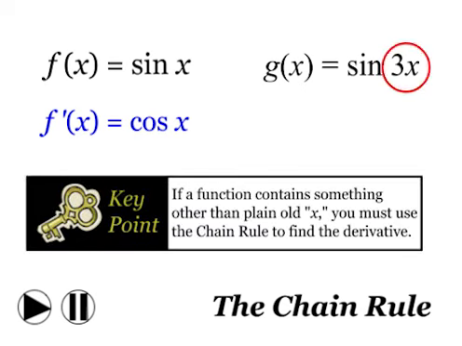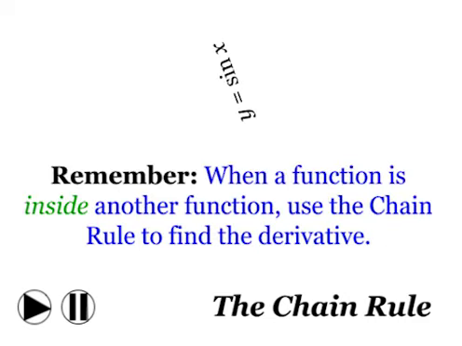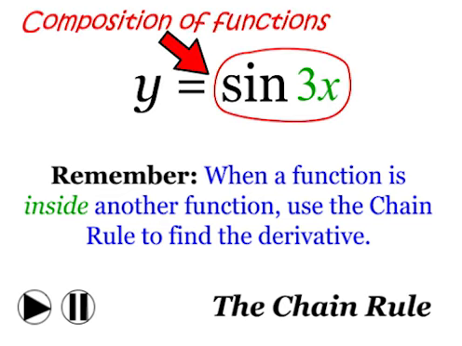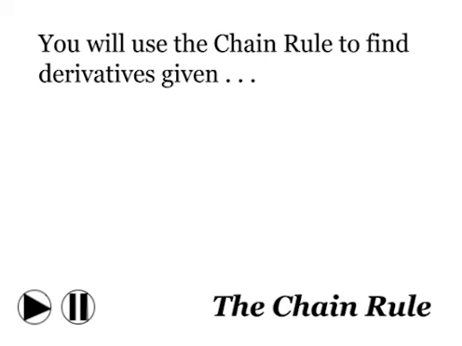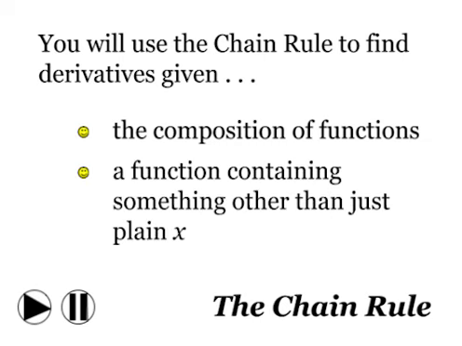The problem is that there's a 3x inside that sine instead of just a plain old x. You see, whenever a function contains something other than just plain old x, you need to use the chain rule to find the derivative. Now, in fancy math terms, when a function is inside another function, for example, in this case, 3x is inside of sine, we call that a composition of functions. So the chain rule is used to find derivatives of compositions of functions. Or, less technically, use the chain rule to find the derivative of something if it contains something besides just plain x.